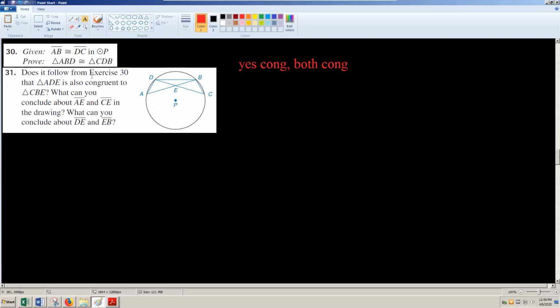So basically the first thing is it's asking, does it follow that ADE is also congruent to CBE? The answer is yes, they're both congruent. What can you conclude about AE and CE? And what can you conclude about DE and EB? Both congruent as well. So here we're starting out basically saying we have AB and DC are the same. So this segment is going to be the same as this segment. And so I've got this, and we have a squiggle. We're trying to prove these two triangles are the same.